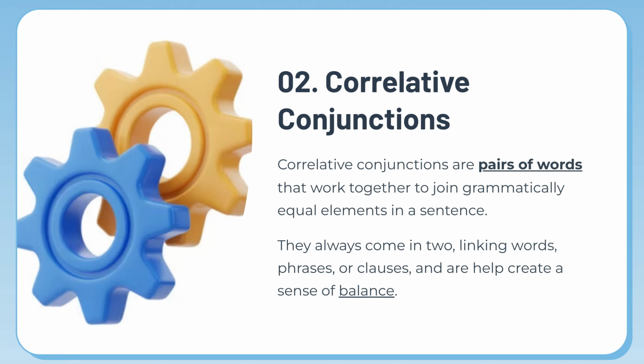Now, let's move to the second type, correlative conjunctions. These are pairs of words that always work together to connect equal ideas in a sentence. You'll always see them come in twos. One starts the idea and the other finishes it. They make our sentences sound balanced and connected.